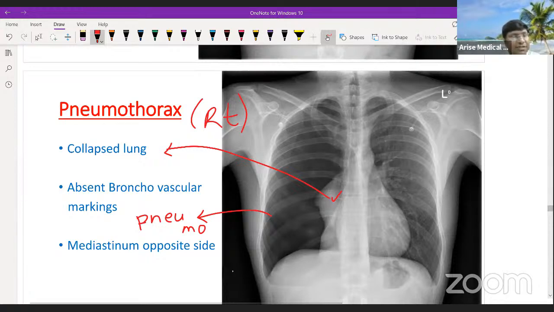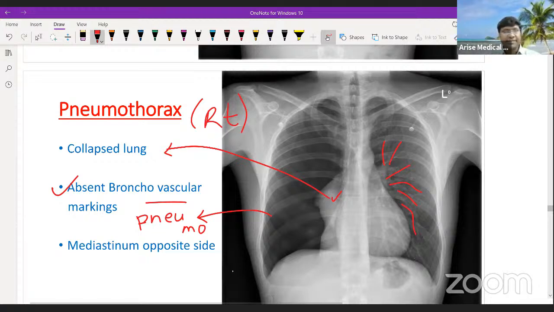Now, what is it that you are observing there? You are observing absent bronchovascular markings. How will the bronchovascular markings appear? These white lines you're observing here are the bronchovascular markings. You will have them only if you have the presence of lung parenchyma. But here, there is no lung at all. When the lung is completely collapsed, there will be absence of the bronchovascular markings. That is the second point.